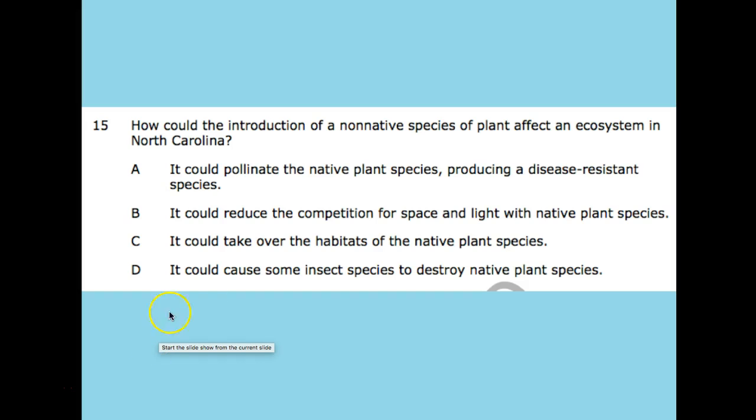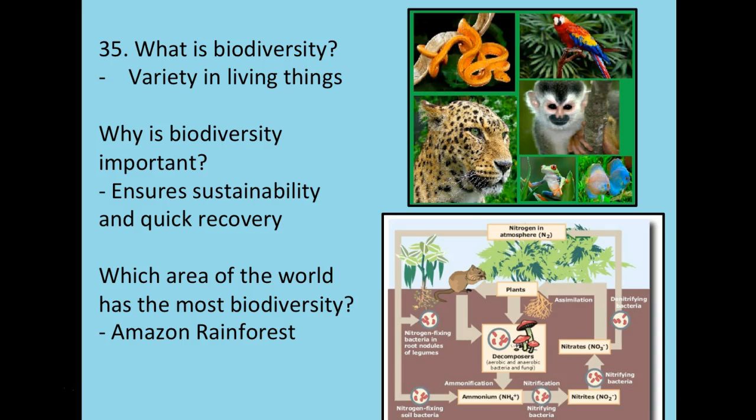So here's another practice question, number 15. How could the introduction of non-native species of plant affect an ecosystem in North Carolina? So it could take over the habitats of the native plant species. An example of that is kudzu. Kudzu is a non-native invasive species, and it has taken over a lot of areas, and you can see it on basically from the sides of the roads just about anywhere in North Carolina.